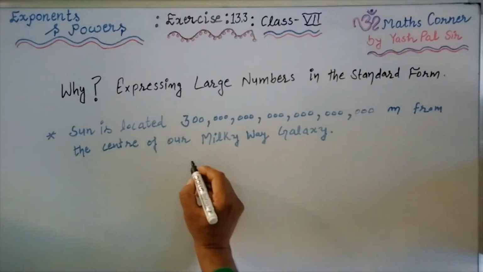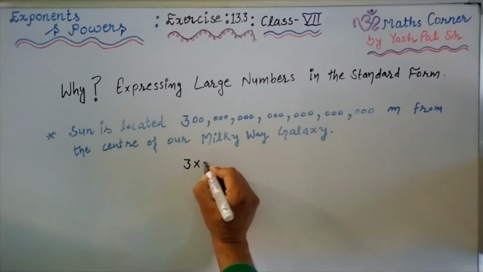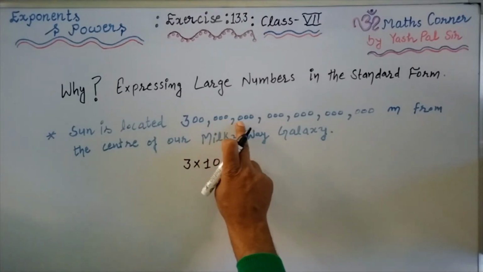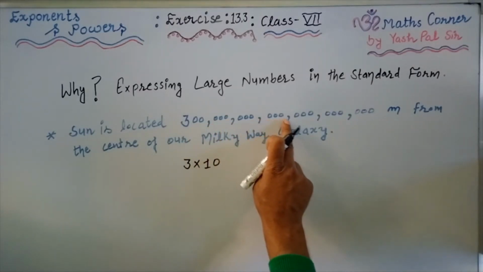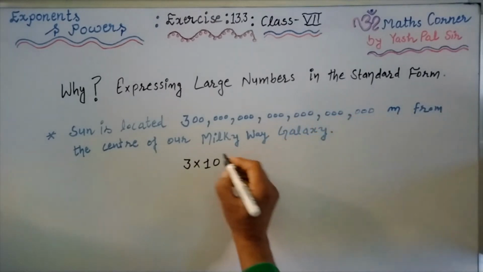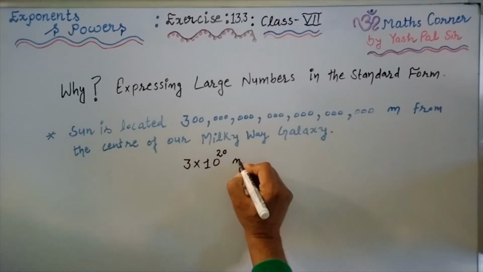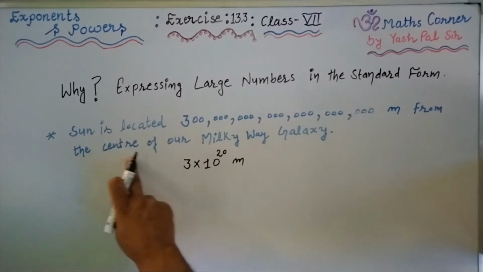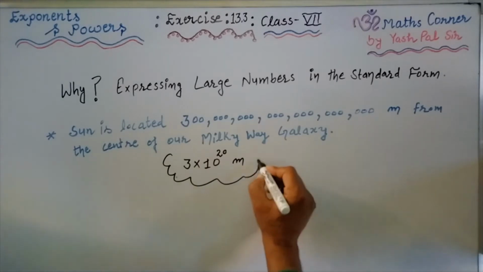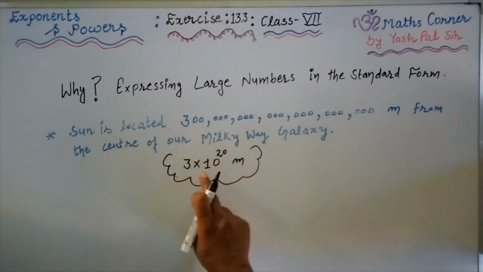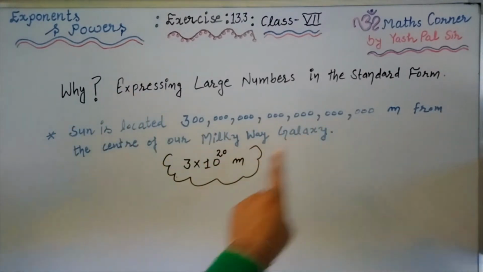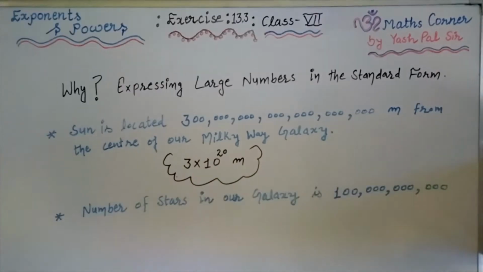So in place of this large number we can write 3 into 10 raised to power, how many zeros? 1, 2, 3, 4, 5, 6, 7, 8, 9, 10, 11, 12, 13, 14, 15, 16, 17, 18, 19, 20. So 3 into 10 raised to power 20 meter from the center of our Milky Way galaxy. This was tedious, but this is a beautiful expression. This way we have expressed this large number in the standard form.